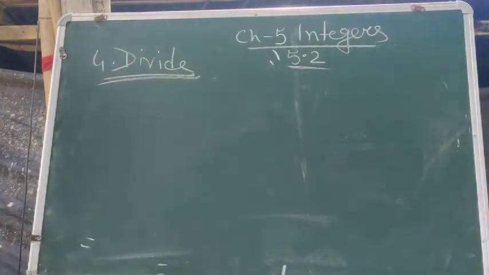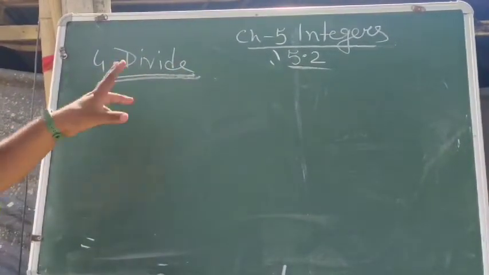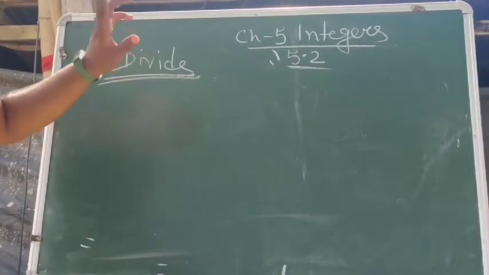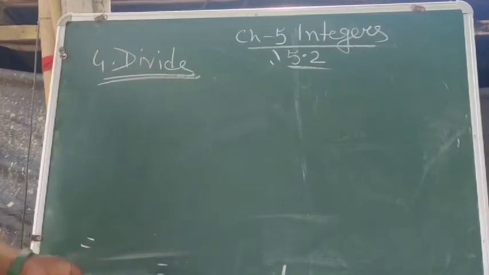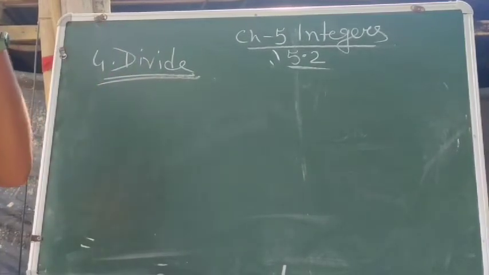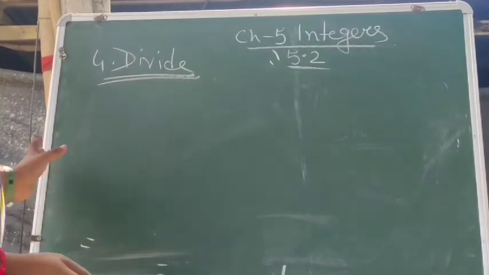Now look, both the multiplication and divisions are similar. You have to check the number of minus signs. If there are an even number of minus signs, you don't have to give the minus sign. If there are an odd number of minus signs, then you have to give the minus sign. So let us do the division.